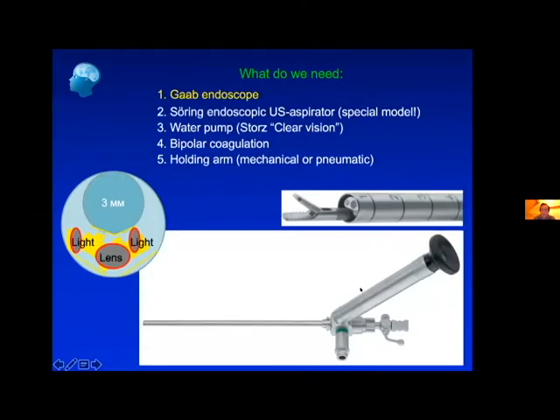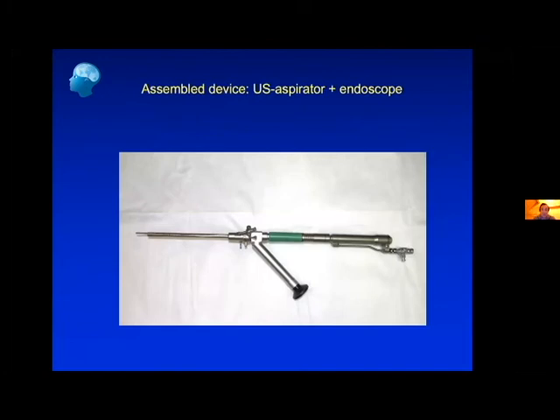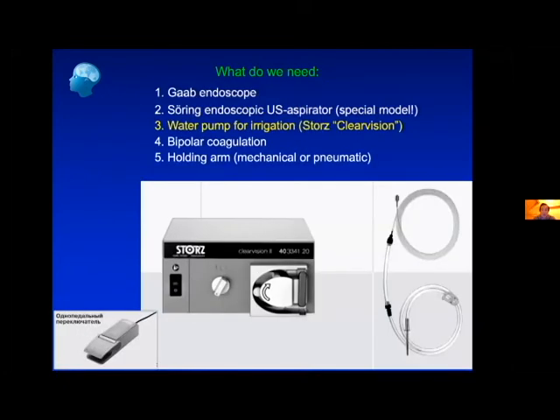And the last idea how to use the endoscope technologies for the treatment of the third ventricle tumors is to remove it with the ultrasound aspirator. For this purpose, you should use the GAB endoscope, the Sohring endoscope ultrasound aspirator. This is the assembled device. It is very huge. I'd like to say we should use the water pump for irrigation.